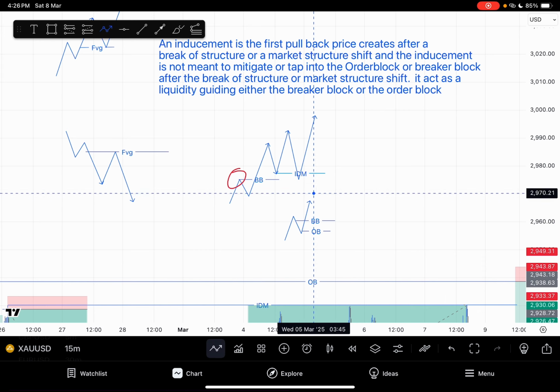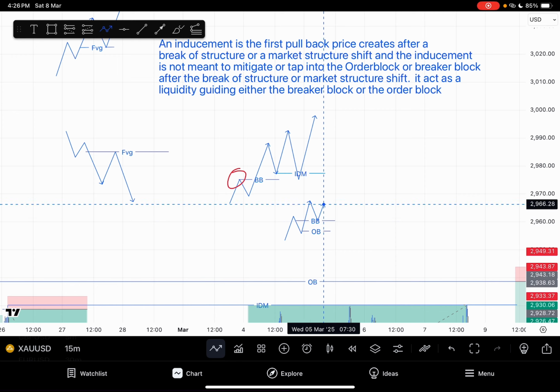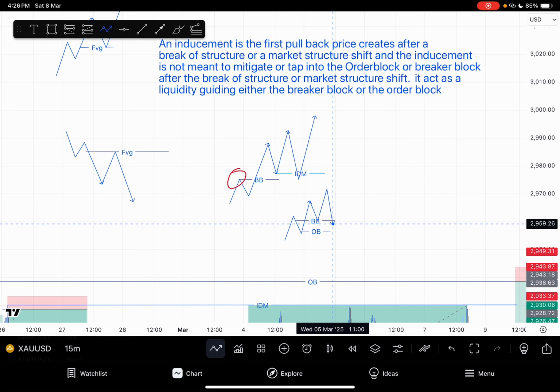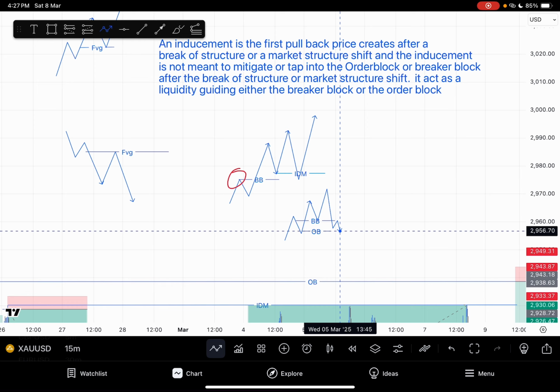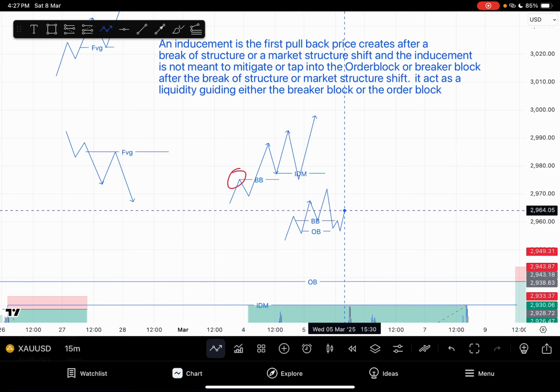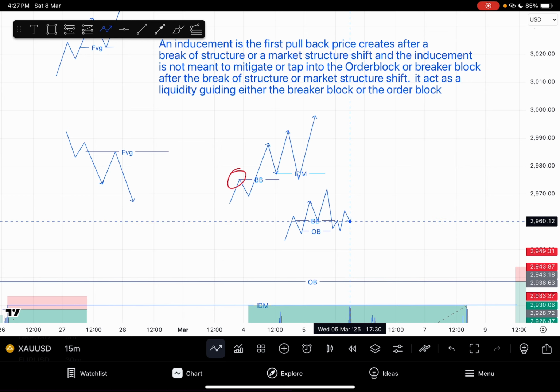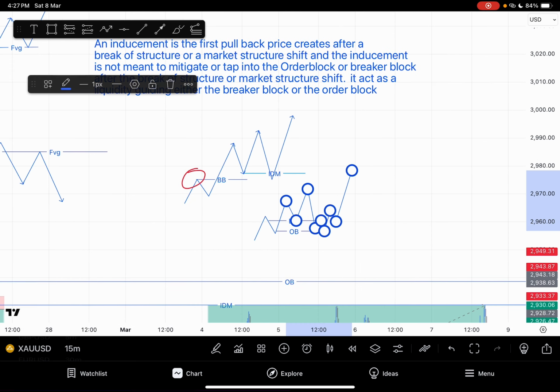You see price now come for the breaker block first, take out liquidity, come back again. In most cases, you can see something like this: price will nearly tap into the OB, and you see a pullback. Then you see price come back again, tapping into the OB, then creating a market structure shift at this point. See price retest again after the market structure shift, then distributes to the opposite direction.